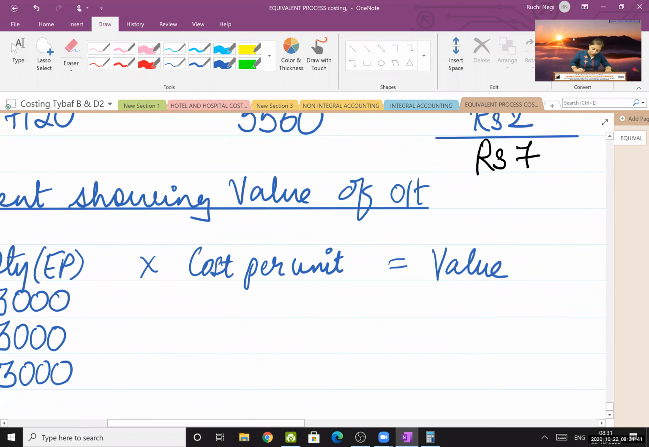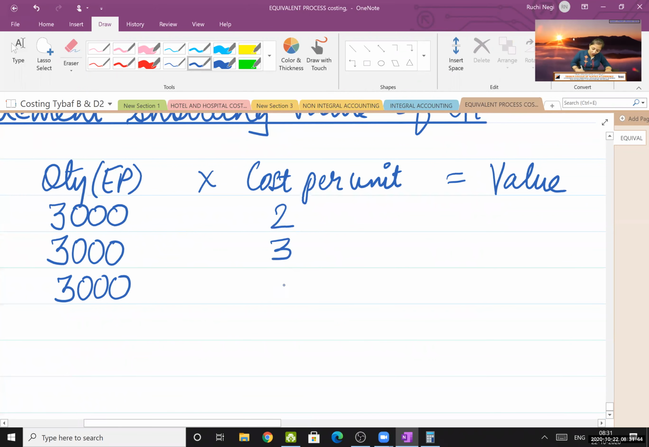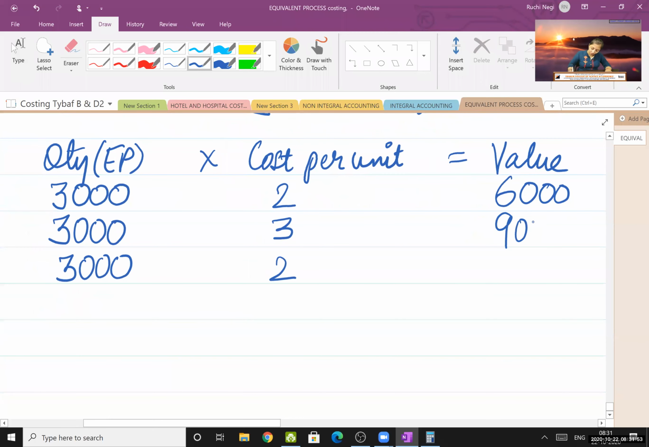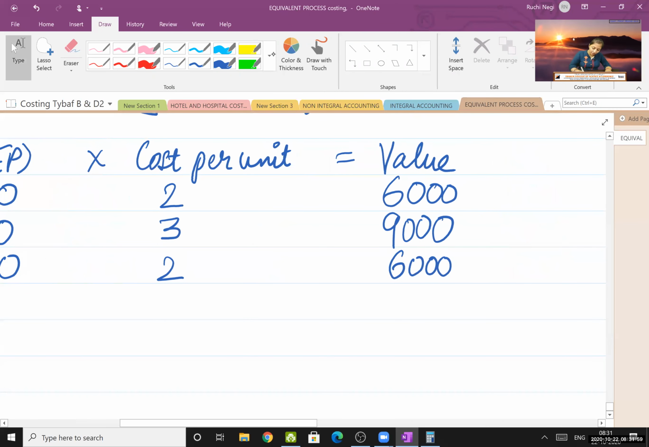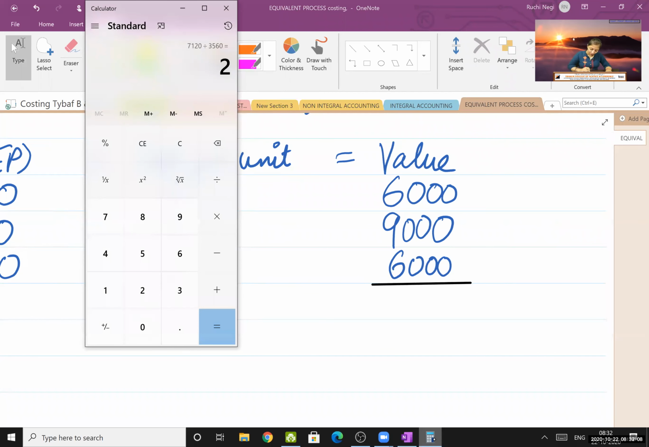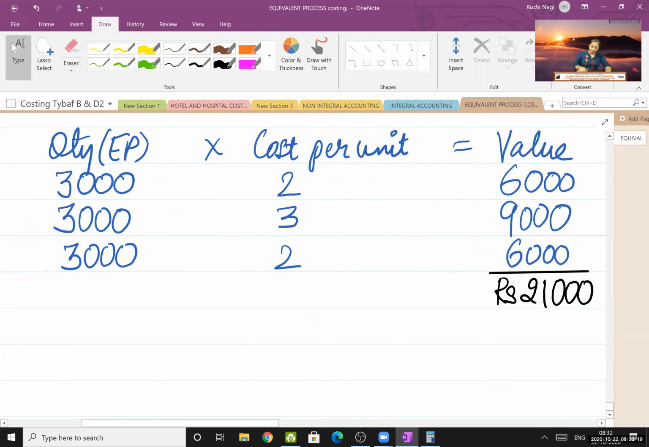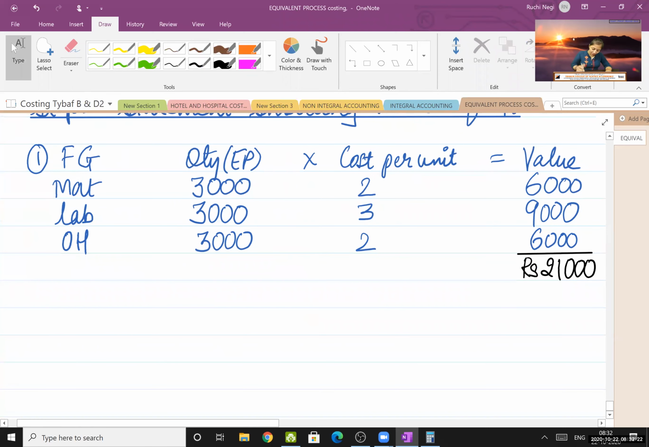It is 3000 into 2, 3000 into 3, 3000 into 2. Total it. Six plus nine is 15. 15 plus six is 21. So 21,000. Next.